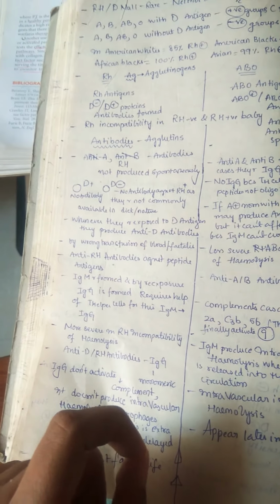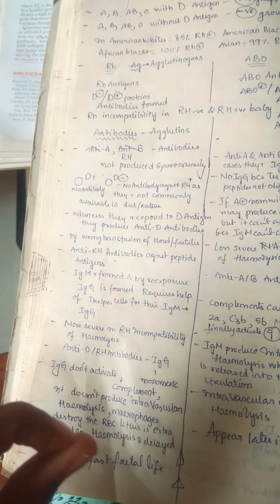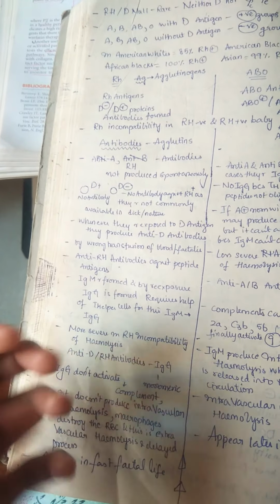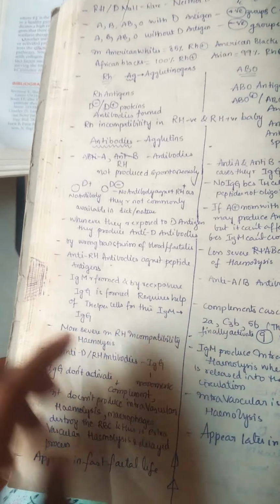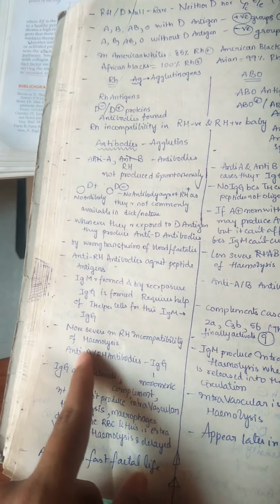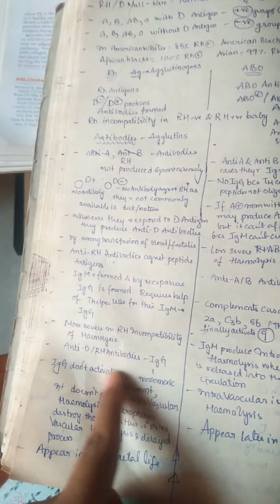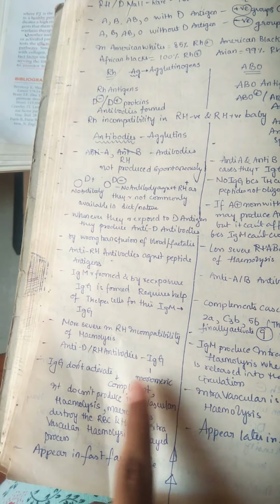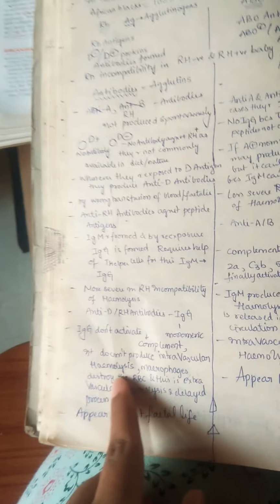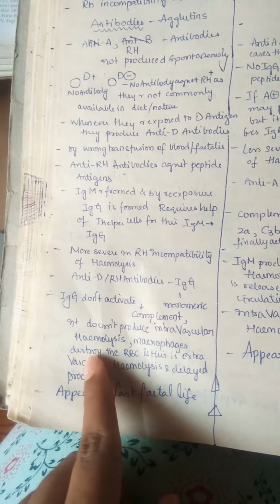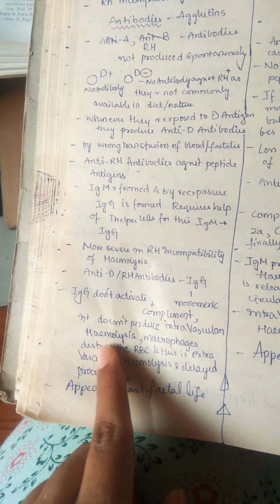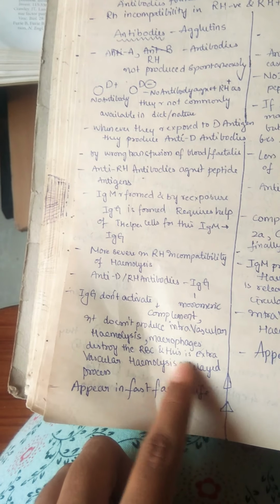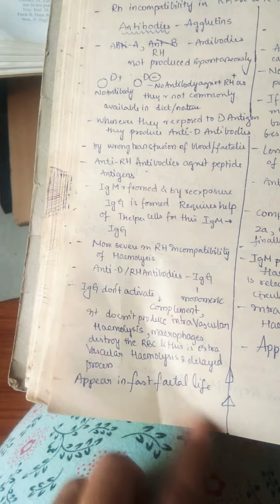So you remember IgG is mainly present in Rh. First they have IgM, later they require the T helper cells. Because of the help of these T helper cells, they later convert IgM into IgG. And there is more severe hemolysis in Rh incompatibility. Anti-D or Rh antibodies are mainly IgG, and IgG doesn't activate the complement. IgG is monomeric, whereas IgM is pentameric, and it doesn't produce intravascular hemolysis. It produces extravascular hemolysis, where macrophages destroy the RBCs, and this is a delayed process that appears in the first fetal life.